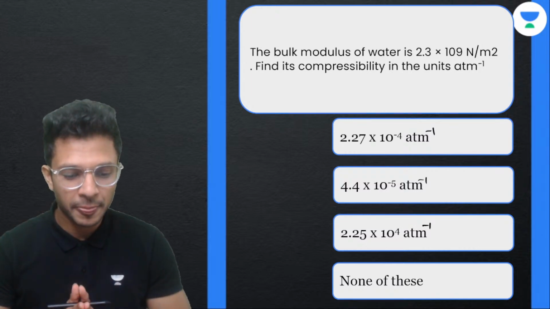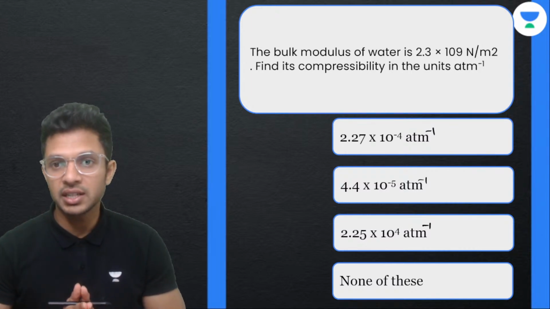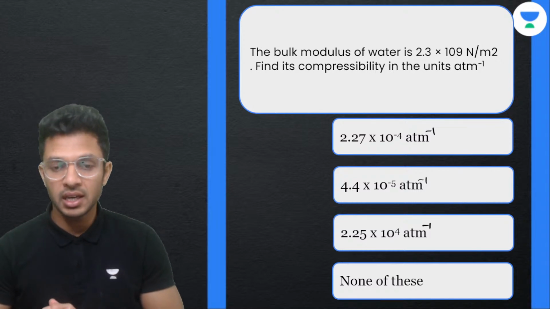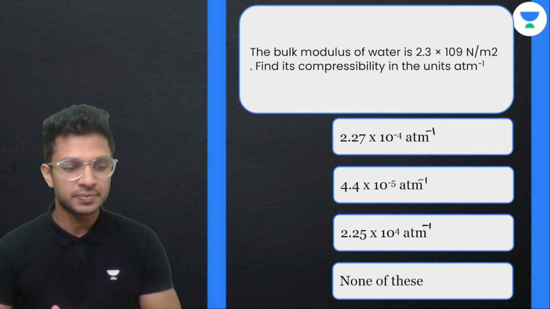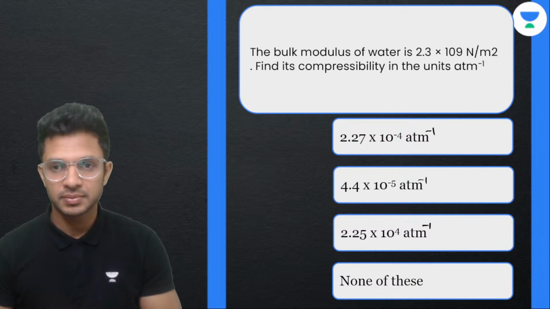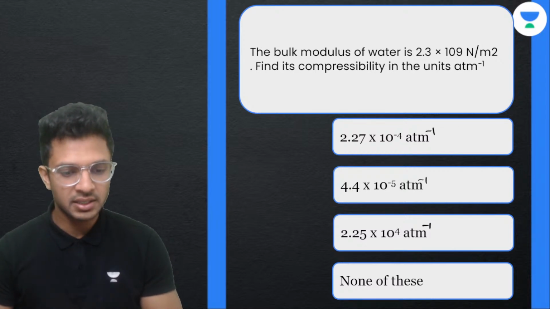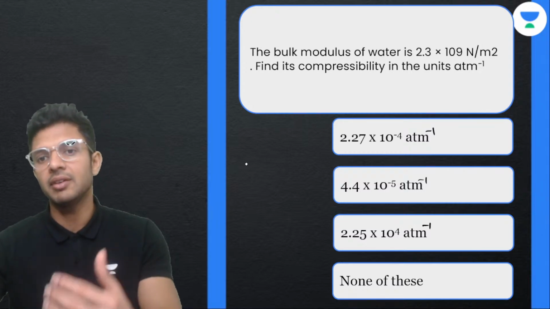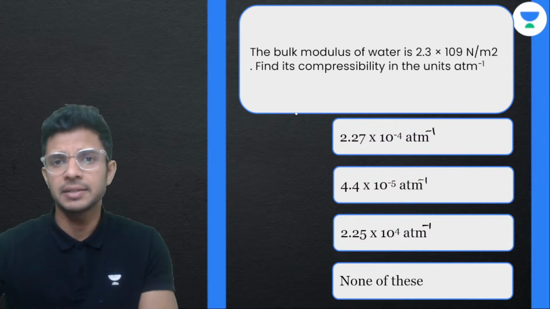Done with this? Mithilesh and Gia are going for the option of A. Totally fine. Anyone else? Okay, Lakshman says 1 by bulk modulus, so it's not option A. Anyway, we'll find out. Let's see.